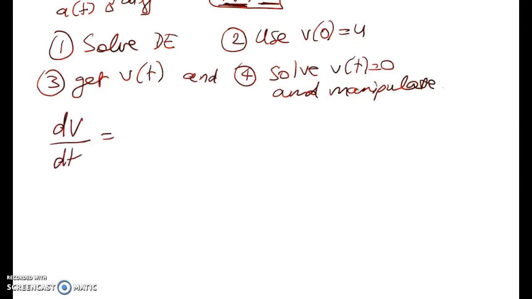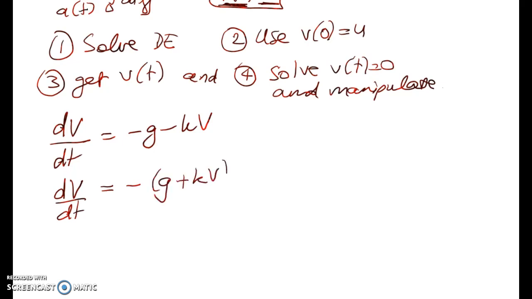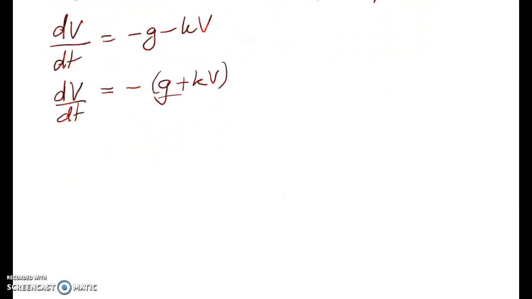So there's dv by dt is negative g minus kv. The only trick we've got for DEs remains separating the variables. So here we're going to first of all take out a negative sign, and we get negative g plus kv. From there, we're going to take all of this and divide through by it. So we get 1 over g plus kv dv is equal to negative dt.